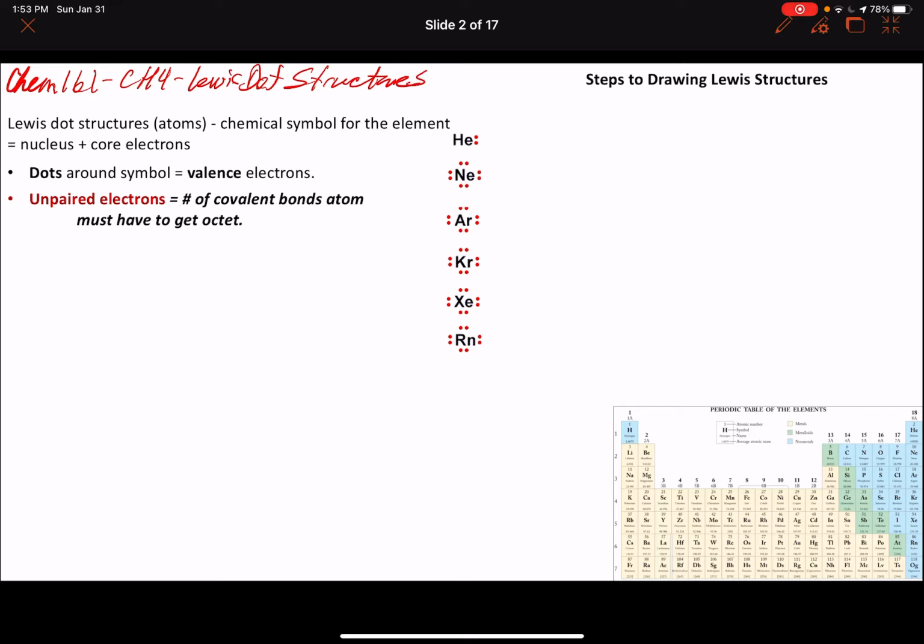We turn to Lewis dot structures to help us not only reflect the population of valence electrons around an atom center, but we also use this to help us predict how many covalent bonds might occur when we have covalent bonding, and therefore how many shared electrons need to be established to give us the bonds for the architecture of the molecule. So we'll start with the idea of what a Lewis dot structure is for an atom.